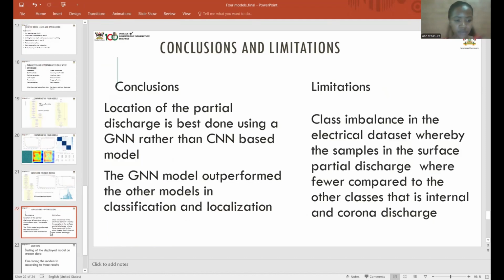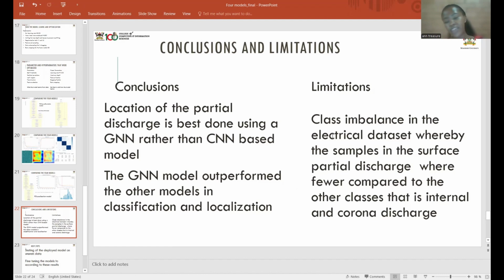We have a higher localization error. So from this conclusion, we see that the location of partial discharge is best done with a graphical neural network rather than a CNN-based model. And the graphical neural network model outperformed the other models, both in classification and localization. Why is it? It's because it shows that the different nodes or different microphones interact with each other in a way that the different waves can travel and reach the different microphones at different times and different speeds. So if we are able to capture that, then we're able to localize where the source of the sound came from, and we're able to also localize the type of sound we received. And the graphical neural networks capture these relationships well.